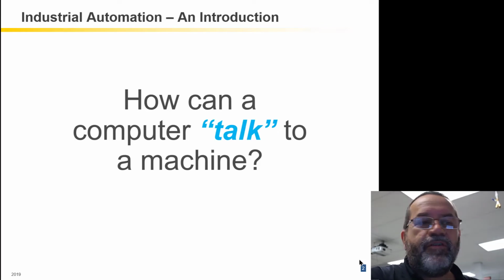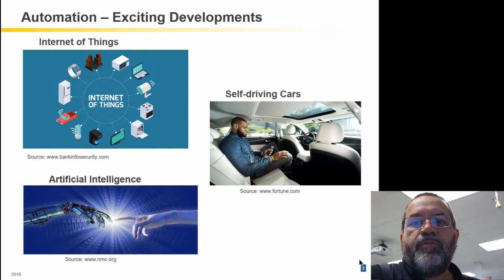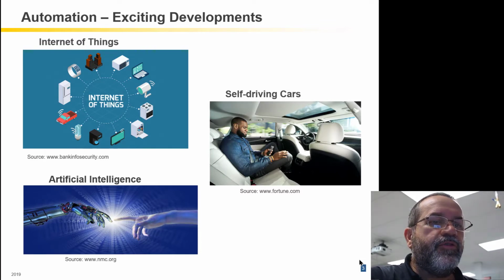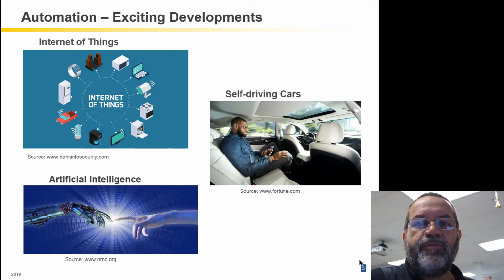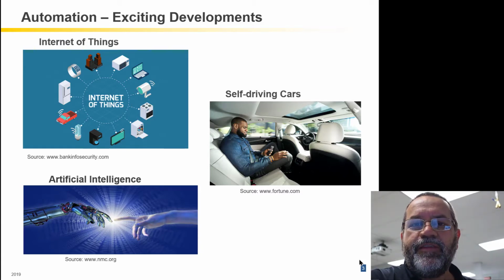First thing is, how can computers talk to a machine? There's all sorts of new and interesting things going on in the world. We've got self-driving cars, we've got Internet of Things where your washing machine can talk to your fridge, and we've got artificial intelligence. So a lot of neat stuff going on in computers and in technology. But what I want to do is take a step back and talk about how computers actually talk to the machines.